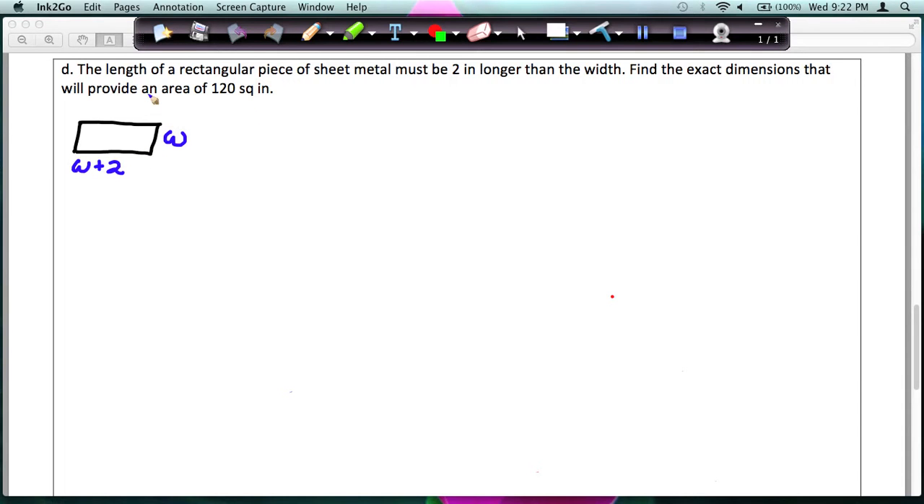Now I go to the fact that it tells me area, and I'm going to write down the formula for area of a rectangle, and that's length times width, and I'm going to fill in what I know. I know the area is 120, or I want it to be 120, and I need to know what these dimensions need to be in order to get that. So I'm going to plug in my W plus 2 and my W for length and width. I'm going to put the W first just because it makes distributing easier, and then the W plus 2. Okay, so length times width.